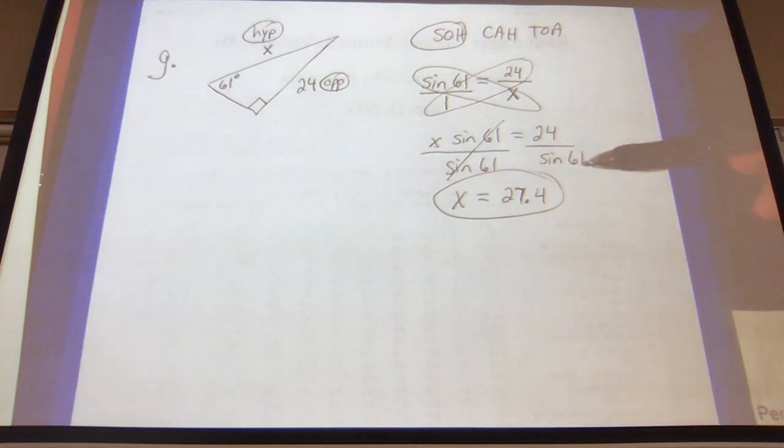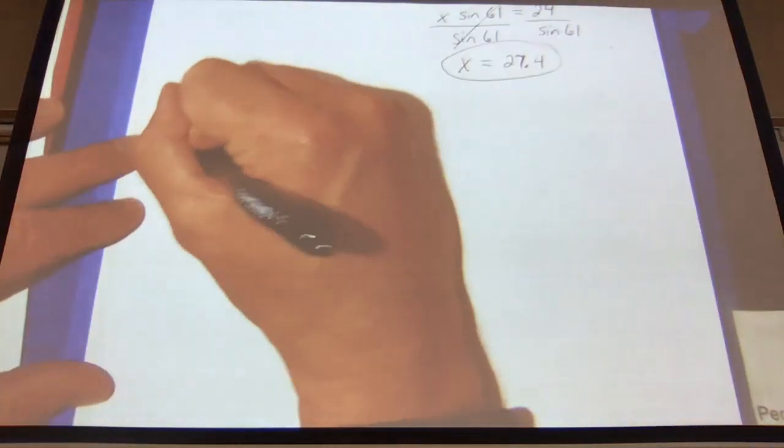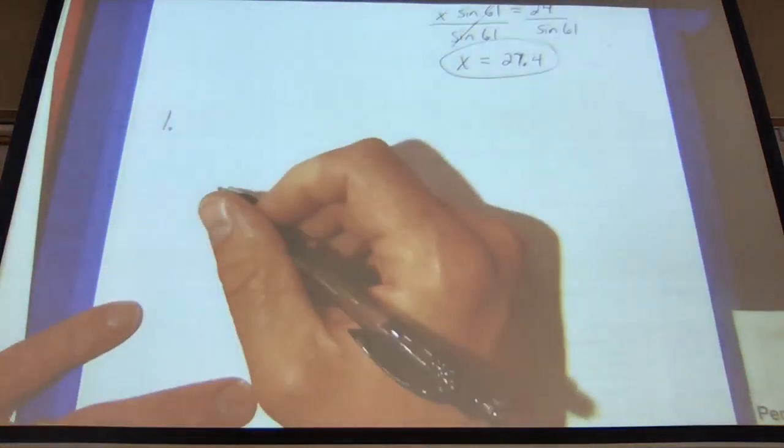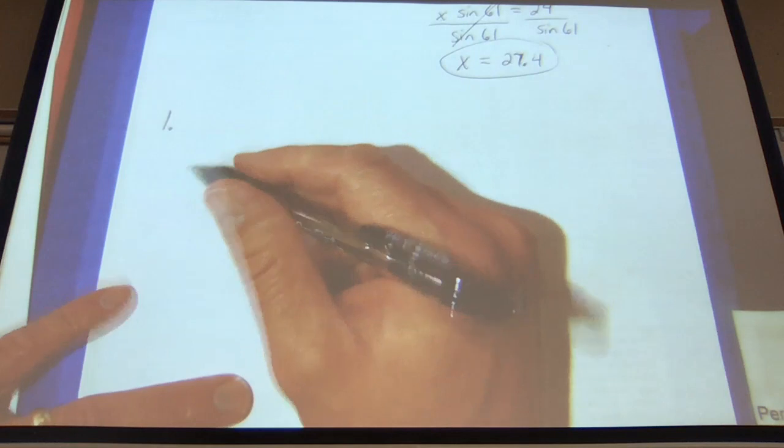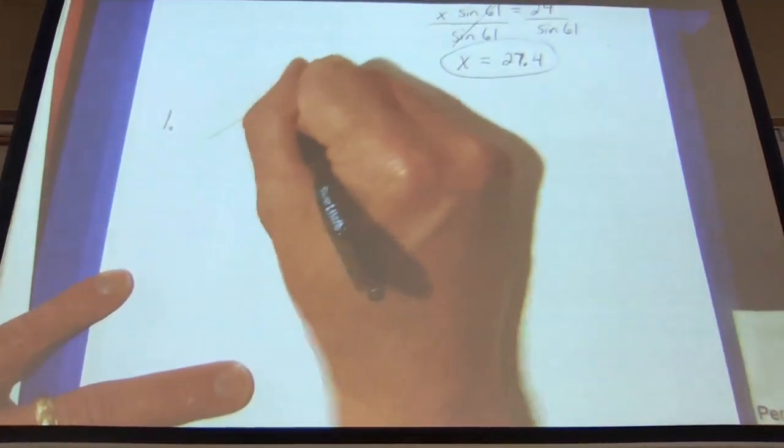Anybody's calculator not getting them to 27.4? Okay, how many think they're getting the hang of it now? All right, how many need to see another one? We're good to go. All right, let's have you try a couple all by yourself. Since this is brand new, let's make sure you got it.